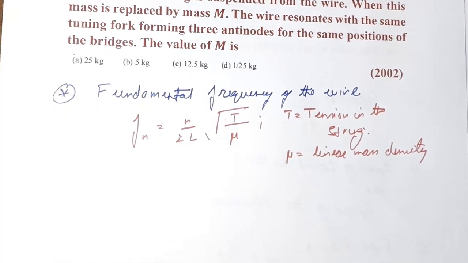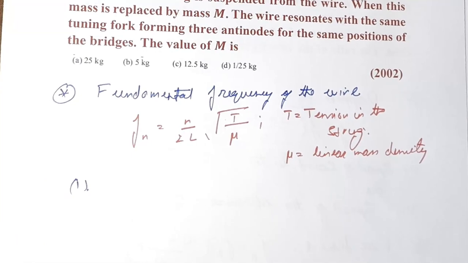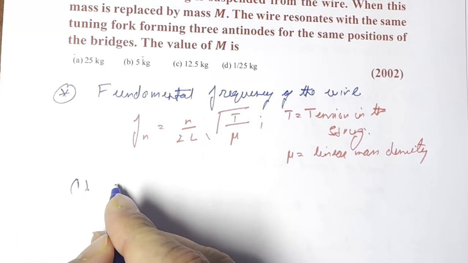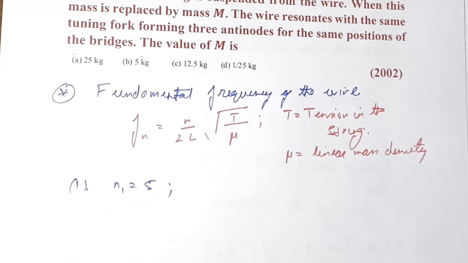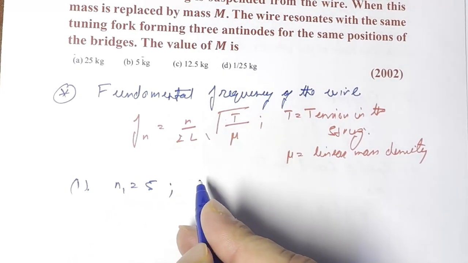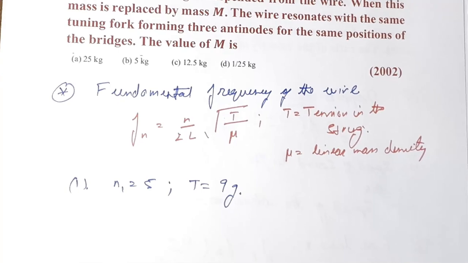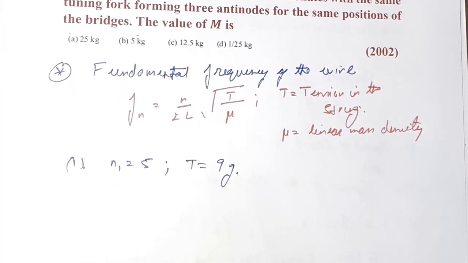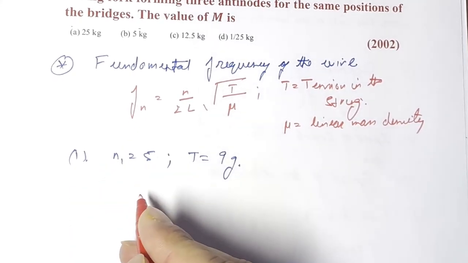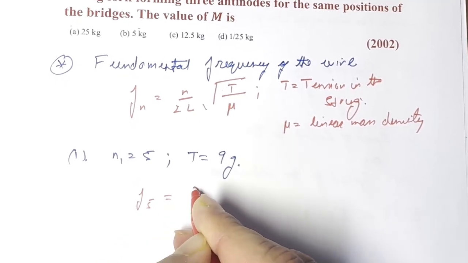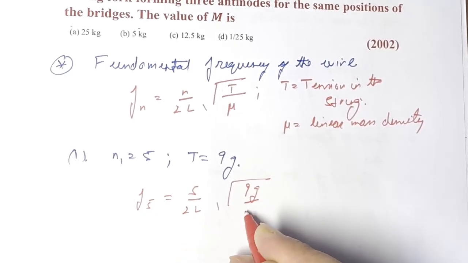So we have two conditions. In the first condition, it is given that the number of antinodes is 5. So let us call that n1 is 5, and the mass suspended is 9 kg. So the tension will be equal to 9 multiplied by g. If we substitute this into the main formula, we can write that f of 5 is equal to 5 upon 2L square root of 9g divided by mu.